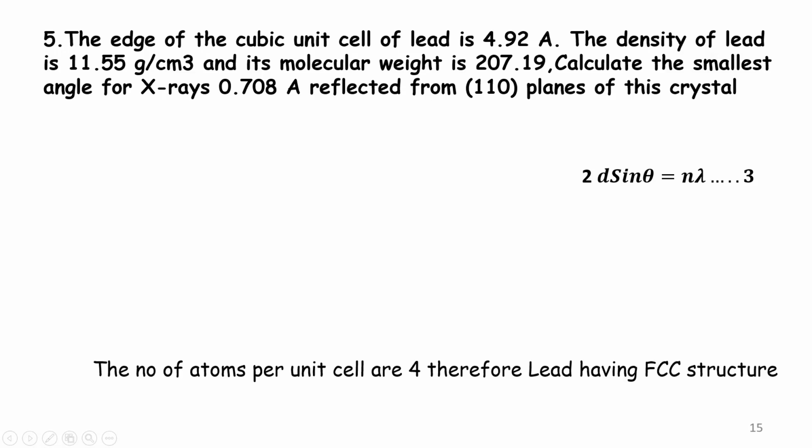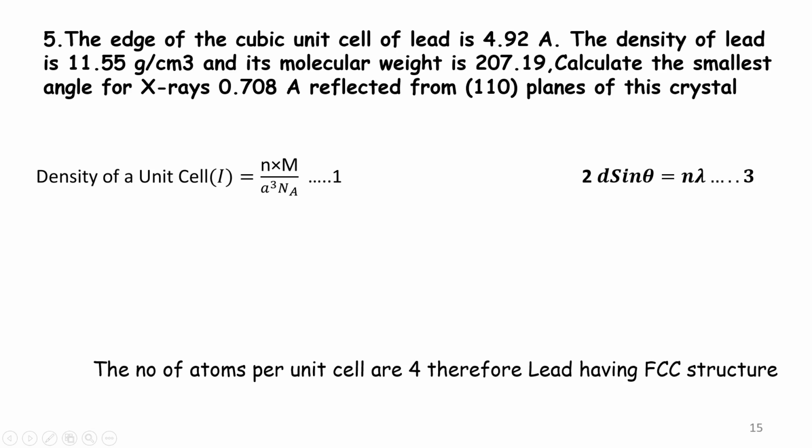Okay, now the next problem is: the edge of the cubic unit cell of lead is 4.92 angstrom unit. The density of lead is 11.55 gram per centimeter cube and its molecular weight is 207.19. Calculate the smallest angle for the X-ray having the wavelength 0.708 angstrom unit reflected from the 110 plane of this crystal.